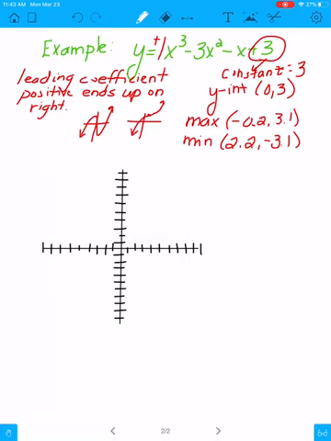So we can plot our y-intercept, which is at 0 and 3. We can plot our maximum, which is at negative 0.2 and 3.1, so very close to our y-intercept, like very close. I can't even draw it as close as it needs to be because of my little pen. And then our minimum's at 2.2 and negative 3.1. So somewhere down here.